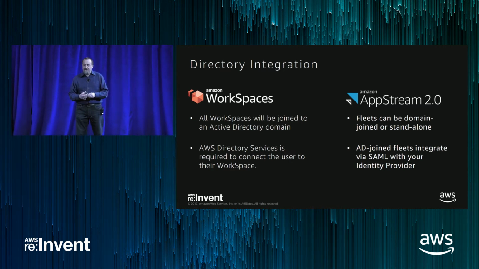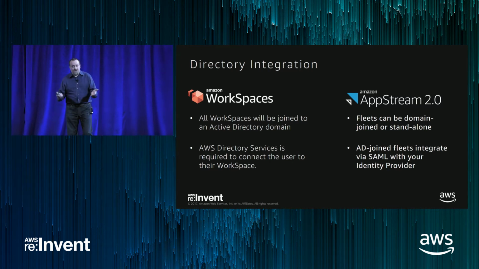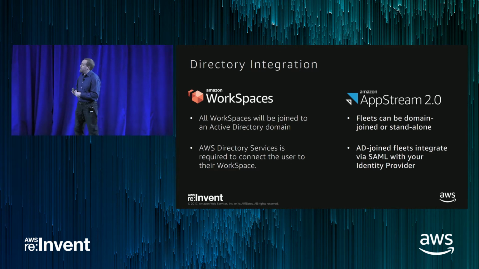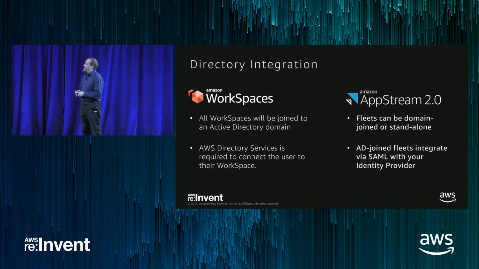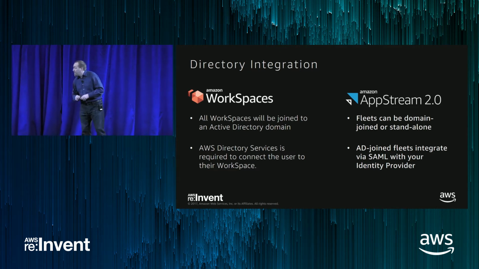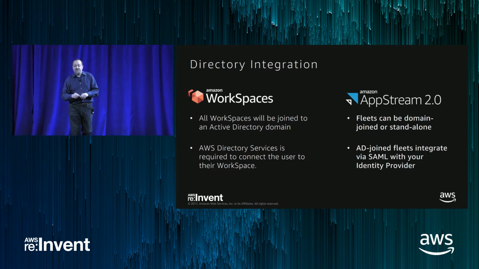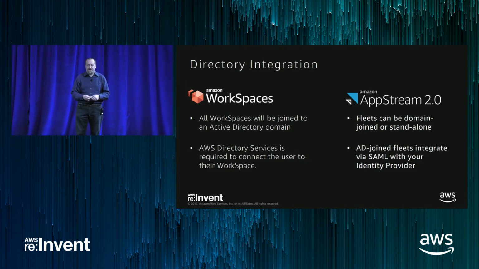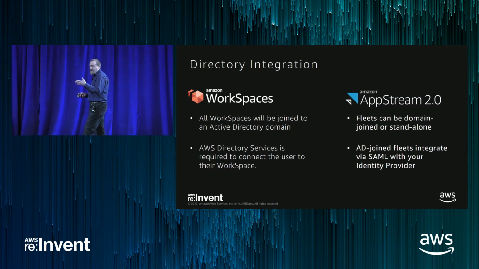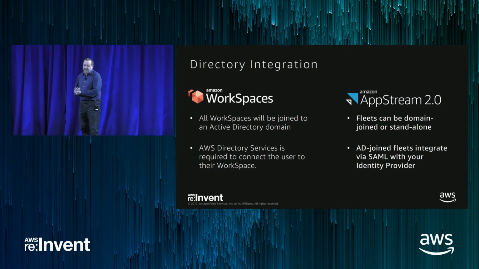So you can use AppStream in either domain joined or standalone mode, but as I said, we're going to assume that we have a requirement for domain membership, and that's going to require that you use AD joined fleets integrating with SAML via your identity provider. You do not need AWS Directory Services for AppStream SAML integrations, but you will need a SAML endpoint and an identity provider.